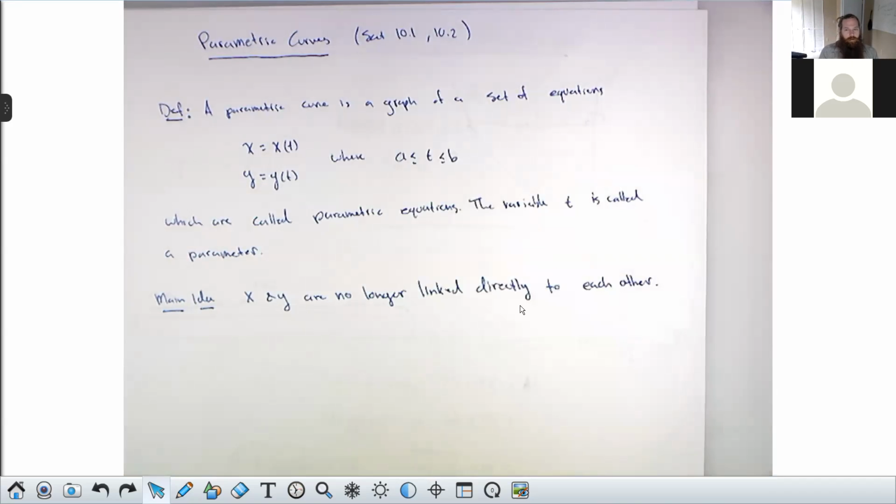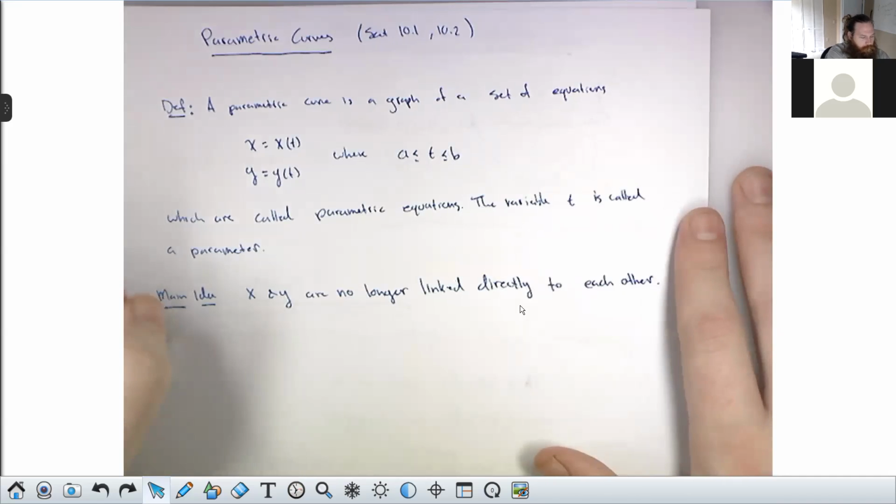No longer is that the case, which means no longer does your curve have to obey any of the sort of nice relationships required between x and y. Specifically, y doesn't have to be a function of x anymore, so no more vertical line test. X doesn't have to be a function of y anymore, no more horizontal line test. These can look like any curve imaginable.